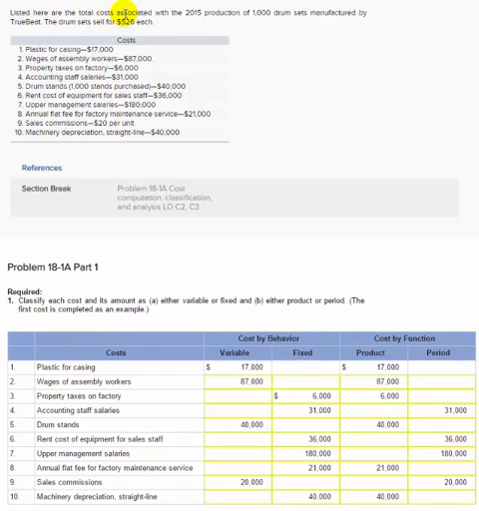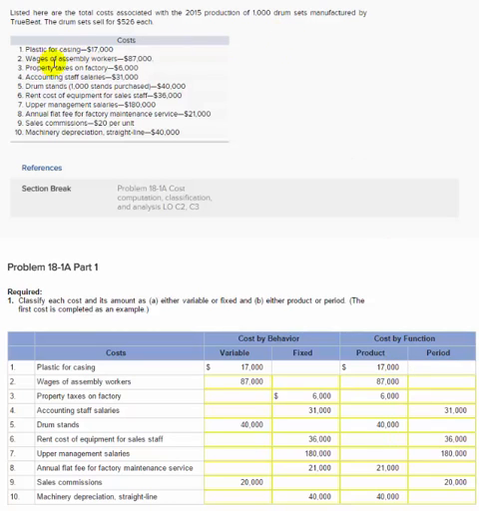Listed here are the total costs associated with the 2015 production of 1,000 drum sets manufactured by True Beat. The drum sets sell for $525 each. So here are our costs. For example, plastic for casing, $17,000. That would be a variable cost because that's a direct material that's going up and down with production. Therefore, it's a variable cost. It's a product cost because it's something going on inside the factory, and so we'll put it in two places here: cost by behavior, and it's variable, and cost by function, which is a product cost.